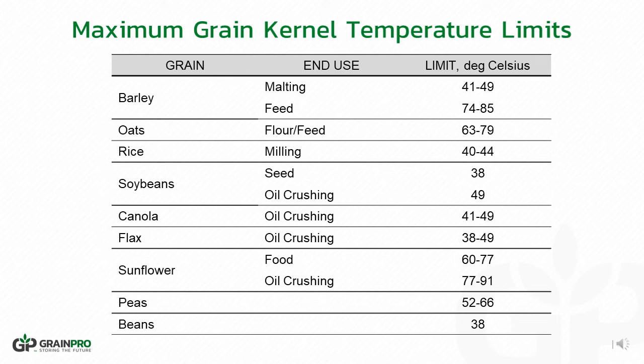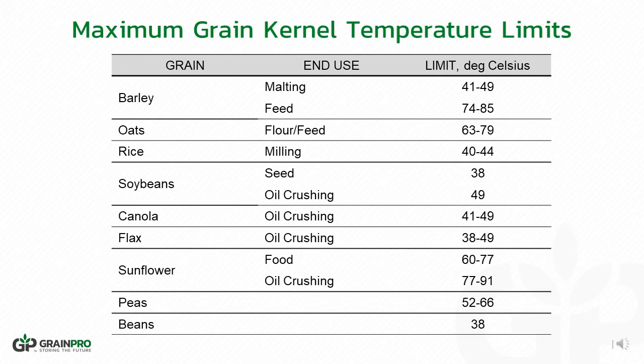Barley for feed, 74 to 85 degrees Celsius. Oats for flour or feeds, 63 to 79 degrees Celsius. Rice for milling, 40 to 44 degrees Celsius. Soybeans for seed, 38 degrees Celsius. Soybeans for oil crushing, 49 degrees Celsius.